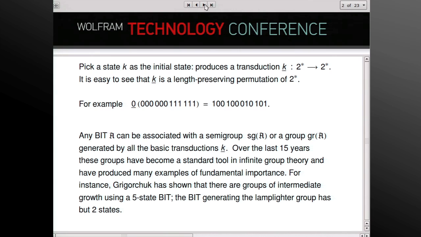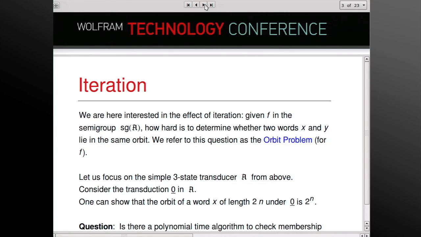I just want to mention one fundamental result by Grigorchuk, who was able to show that there's a group of intermediate growth using a transducer, just like the one that I showed you, with only 5 states. And of those 5 states, 4 are copy states. There's only 1 toggle state. And that's already enough to generate incredibly complicated groups. And it's a good thing I didn't know about this early on, because otherwise I probably would never have touched the subject.